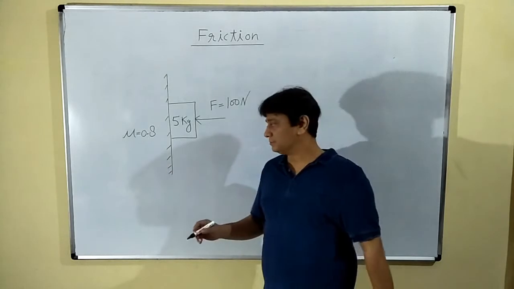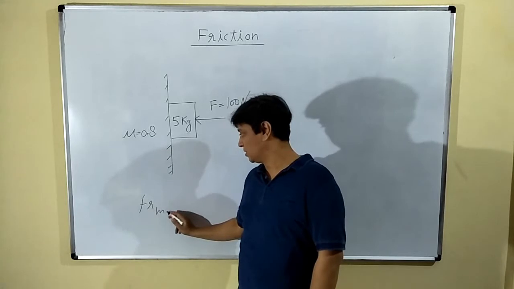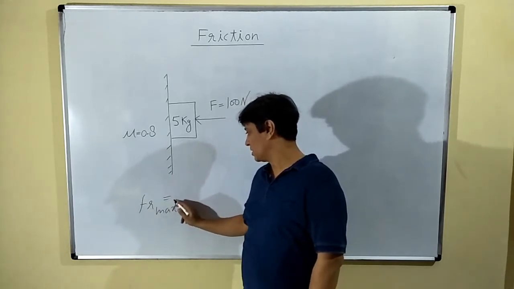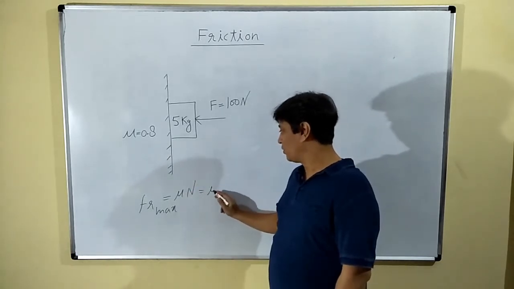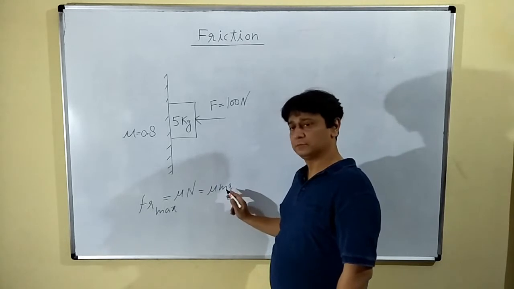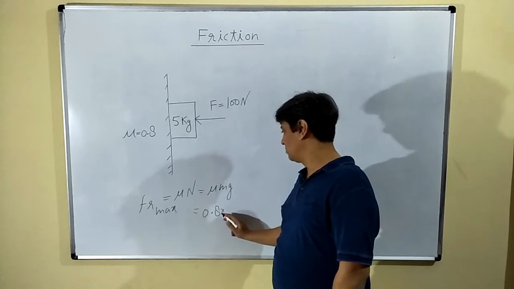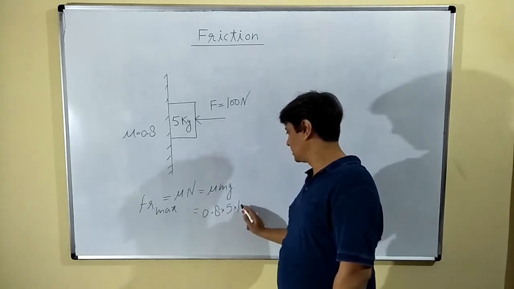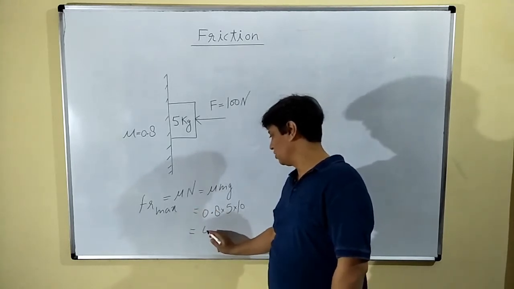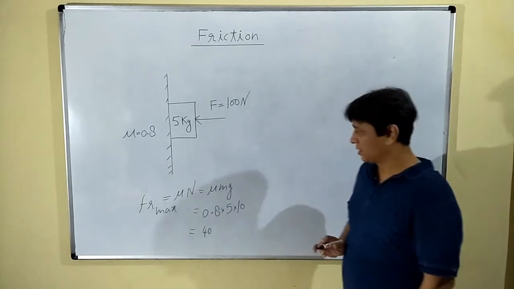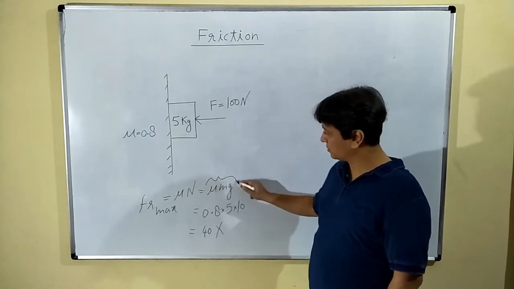Now, what happens is, people go for FR maximum, they go for mu N, and then they go for mu mg, putting mu 0.8 and 5 g as 10, and therefore they use FR maximum as 40. But this is wrong. Which part is wrong? This part is wrong.